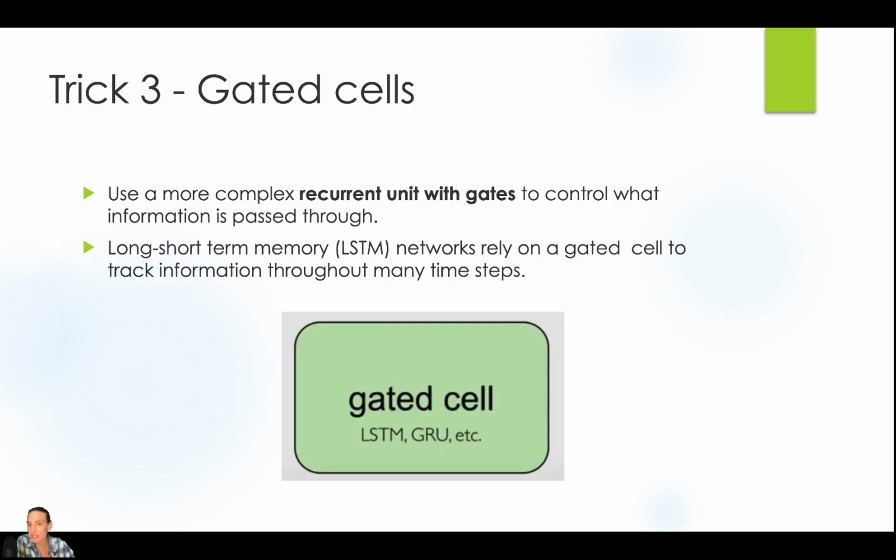Thirdly, there is a different type of RNN cell, those that have gates. They're a little bit more complex, but they help control which information is passed through. For instance, you have long short-term memory networks, and also gated recurrent units, GRU. They're very popular types of RNN cells because they're able to use gates to control, forget, and update information through many time steps.